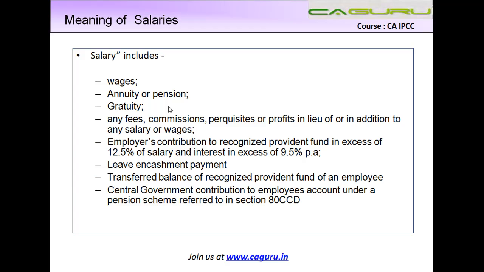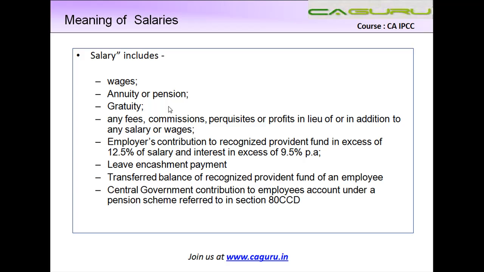Any fees, commission, perquisite, or profits in lieu of or in addition to any salary or wages. So what happens if the employer, instead of paying me in cash, gives me certain perquisites, certain benefits? Then that also is taxable under the head income from salaries. The next one, again to be discussed in subsequent slides, is the employer's contribution to a recognized provident fund in excess of 12.5% of salary and interest in excess of 9.5% per annum.